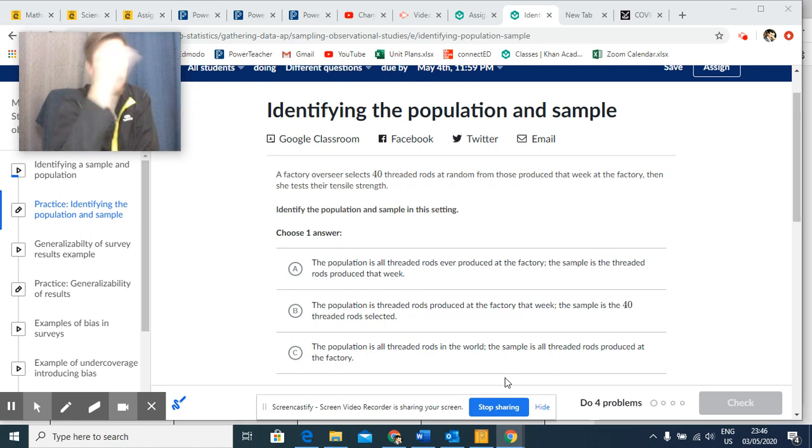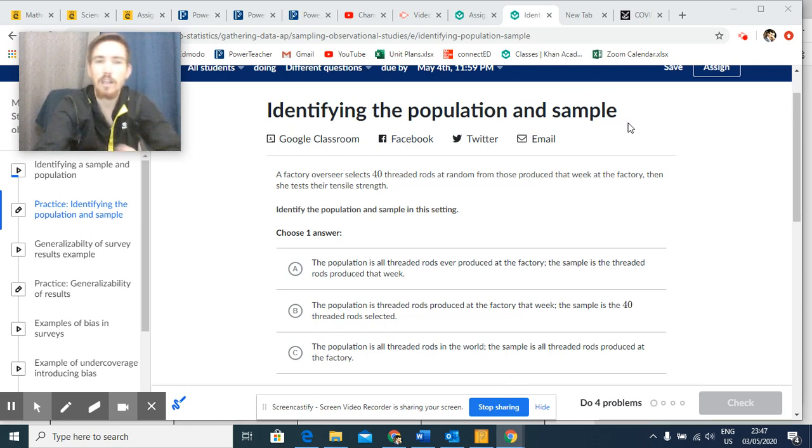Hope those of you who needed to retake your circles quiz have done so. Now we're going to move on with our data sampling, information gathering, statistics, if you will. And we're going to move on to identifying population and sample.